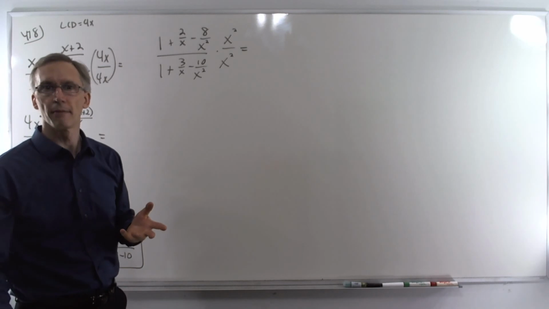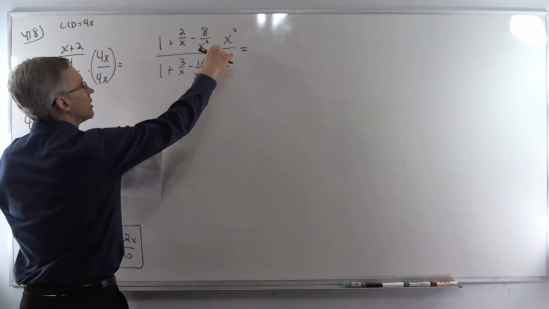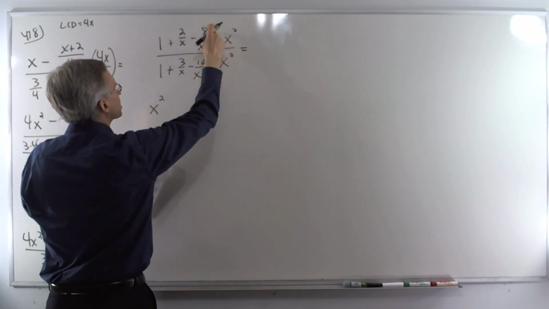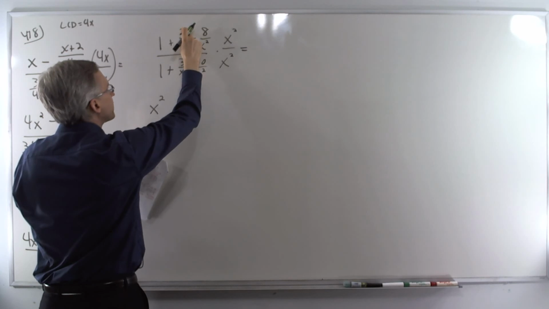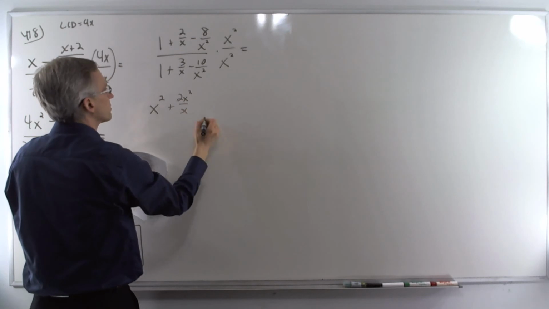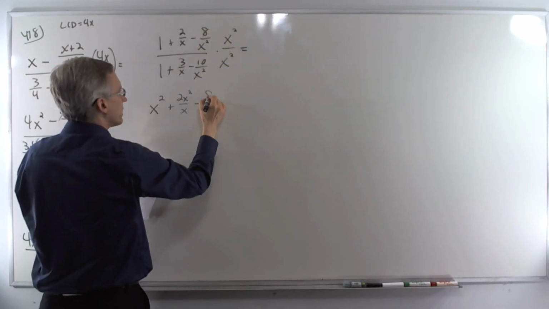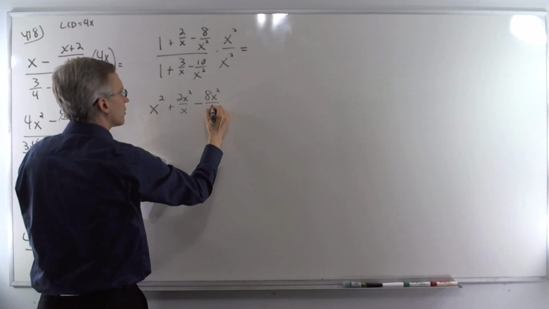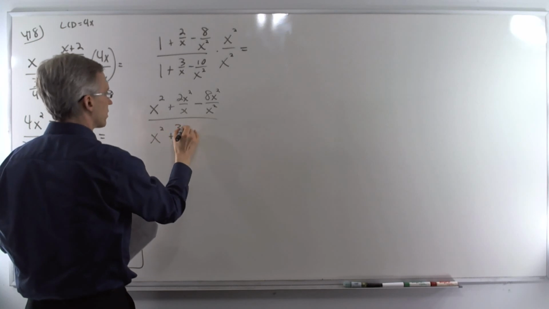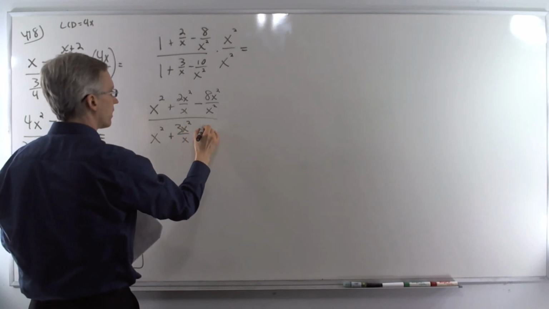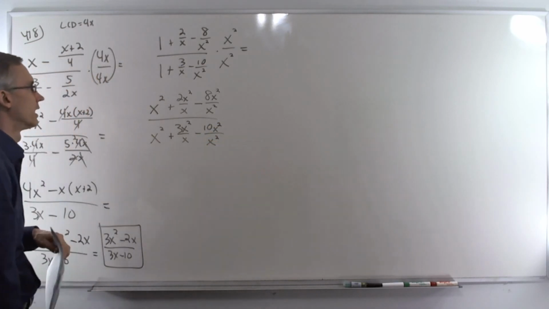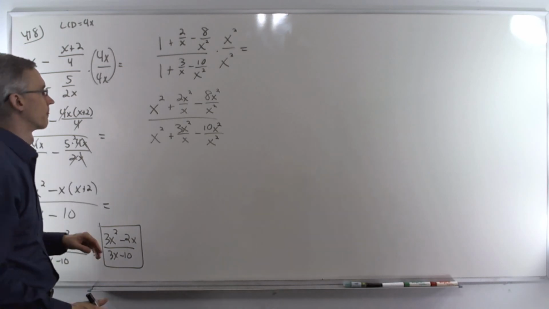Now something interesting happens when we do that. x squared times 1, that just gives us x squared. When we take x squared and multiply it here, we get 2x squared on top over x. And here, when we distribute, we get 8x squared over x squared. Now do the same thing on the bottom to produce x squared plus 3x squared over x minus 10x squared over x squared. And now look what happens when we start canceling.